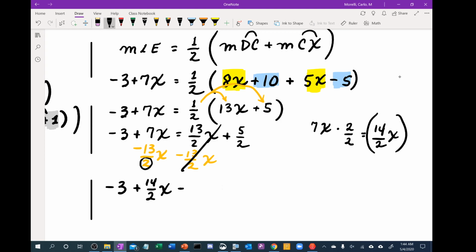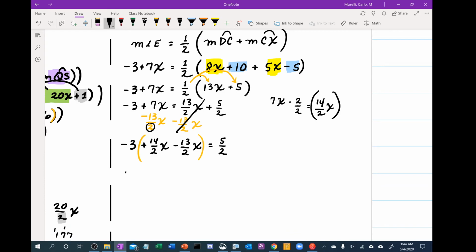And then we do minus 13 over 2x. You'll see why we left it in this fraction form, equals 5 over 2. Okay, so now we can work on this. We have 14 over 2 minus 13 over 2x. So it's just 14 minus 13 is 1. So we have 1 over 2x.